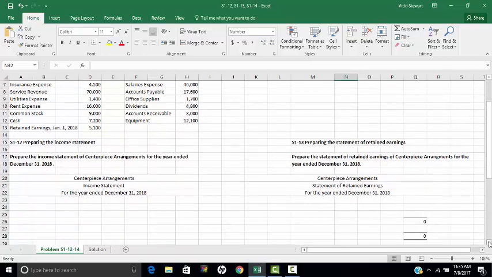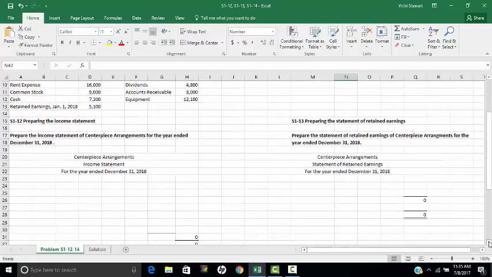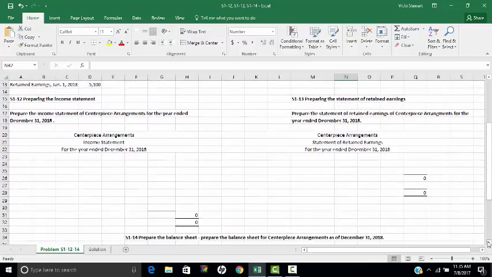The first exercise is S1-12, preparing the income statement. The problem says that we need to prepare an income statement for the year ended December 31st, 2018. I've already completed the heading for the income statement, but I want to go over it so you can remember what you need to include. We always have who, what, and when for all of our statements, and if you remember that, it will help you when you get ready to do your homework.